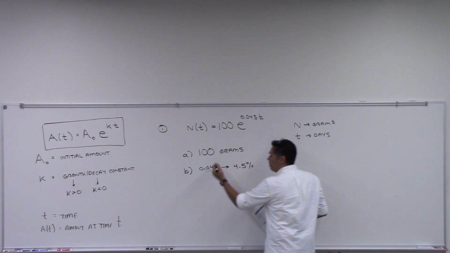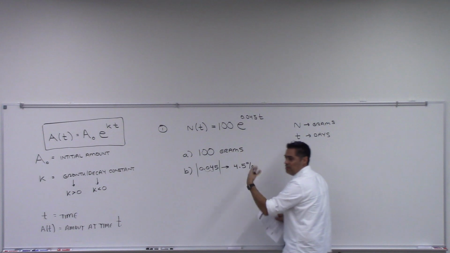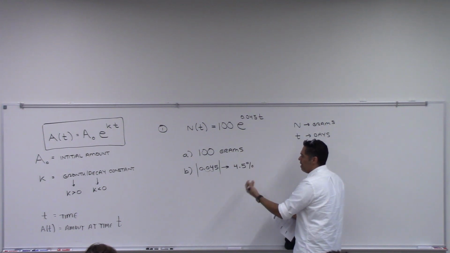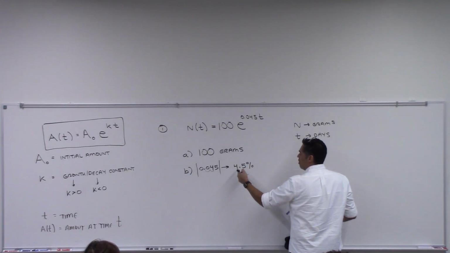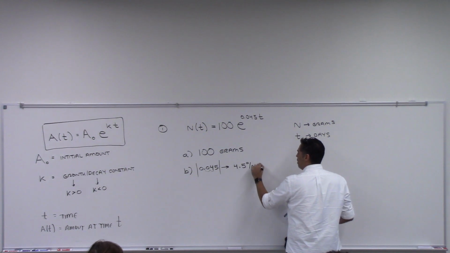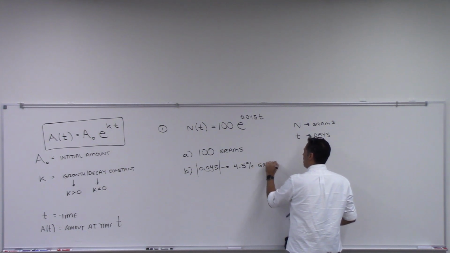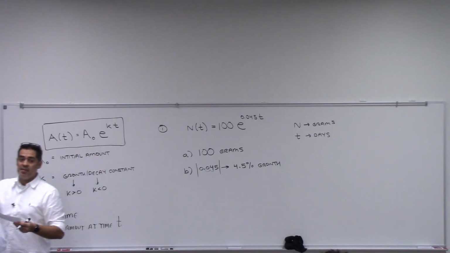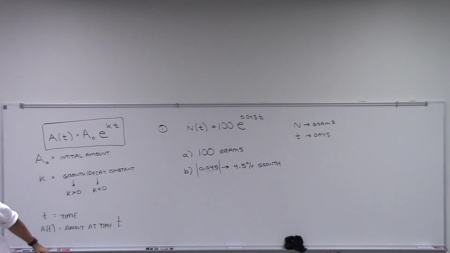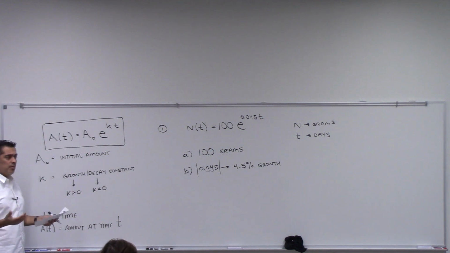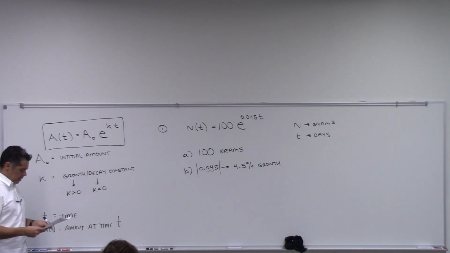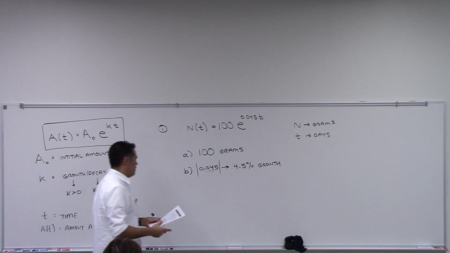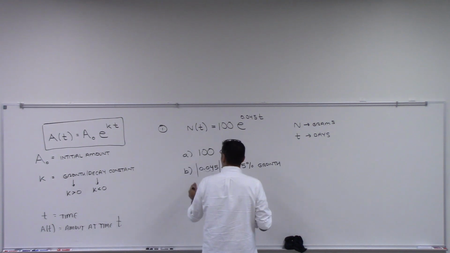And we would technically want to take the absolute value, the positive of it, but here we're going to put 4.5% and then we're going to put growth. Now we know it's growth because it was positive to start, right? If it was negative, we put decay. We're going over these notes right now. Okay, good. That's our growth constant, or the growth rate, 4.5%. All right, C.